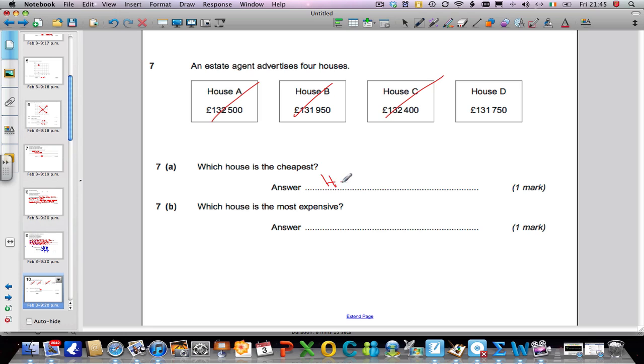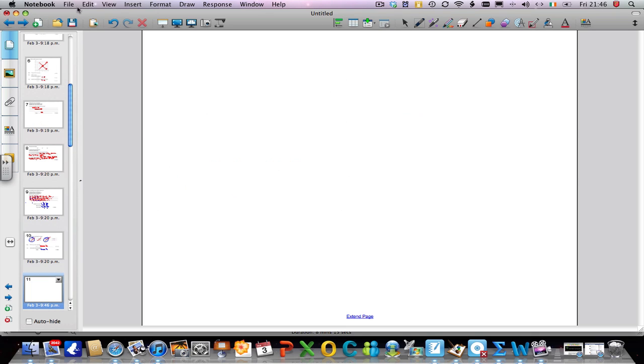So, House D. Okay, which one is the most expensive? Well, it's got to be one of these. And looking closely, House A has the biggest price because 132,500 is bigger than 132,400. So House A. Moving on.